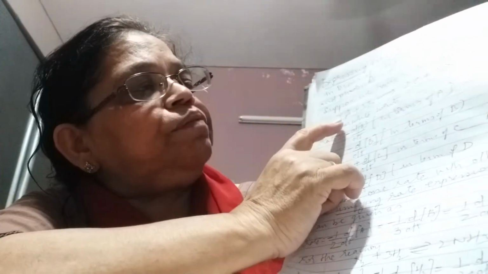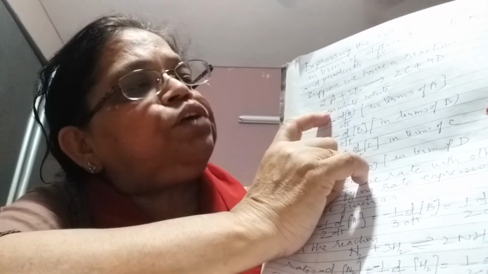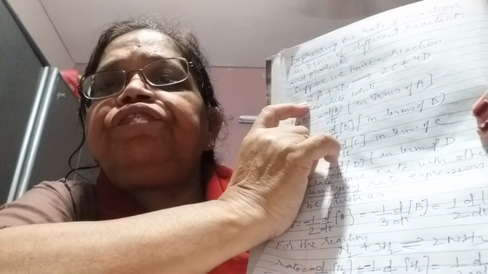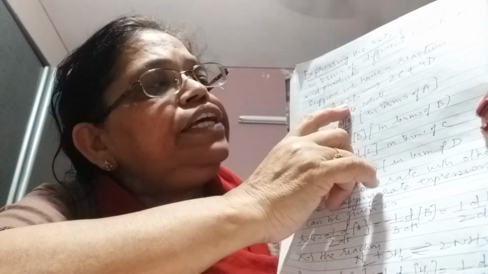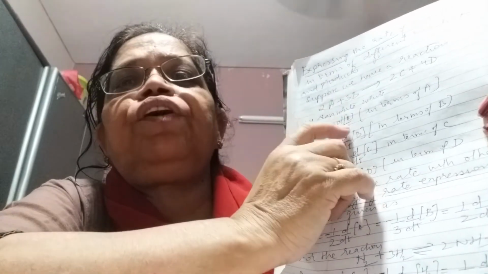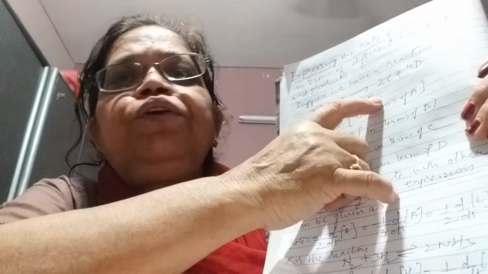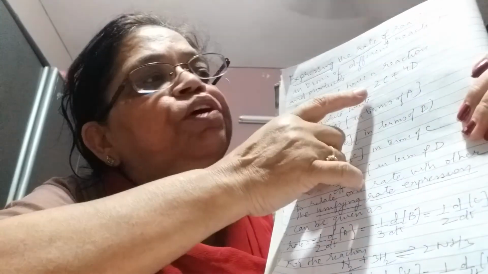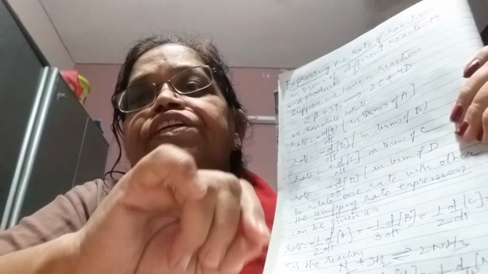For example, we will write rate is equal to minus 1/2 of d by dt of A, 1/2 because its coefficient is 2, and a negative sign because it is a reactant, is equal to minus 1/3 of d by dt of B with a negative sign, which will be equal to 1/2 of d by dt of C, again with a positive sign because it is a product, and similarly 1/4 of d by dt of D. This is said to be a unifying rate expression.